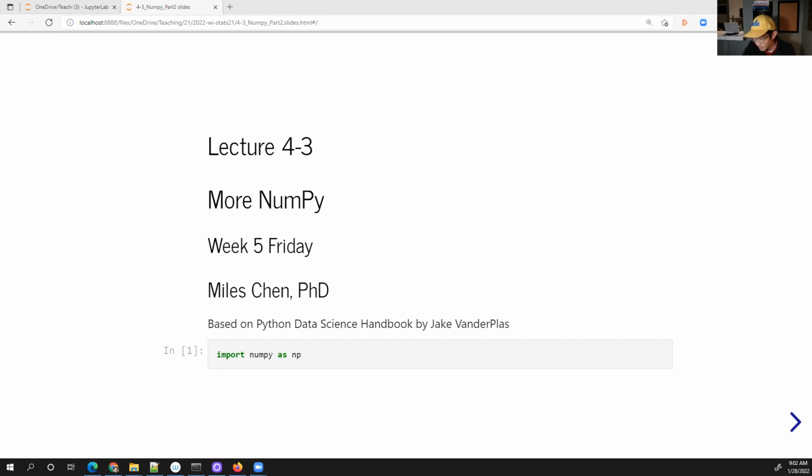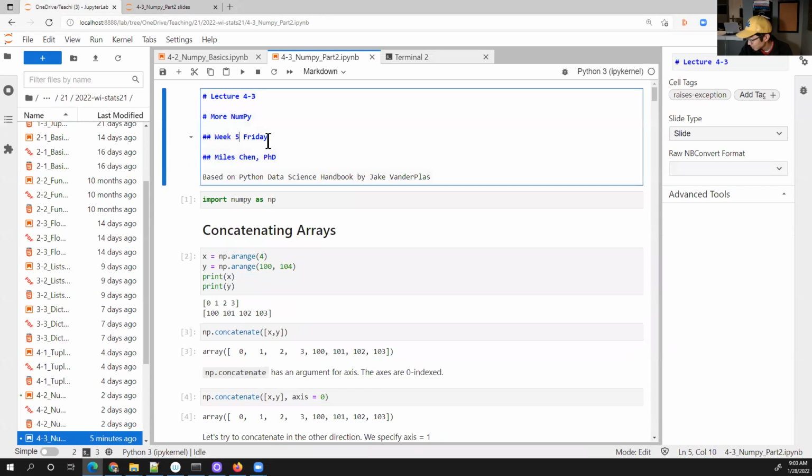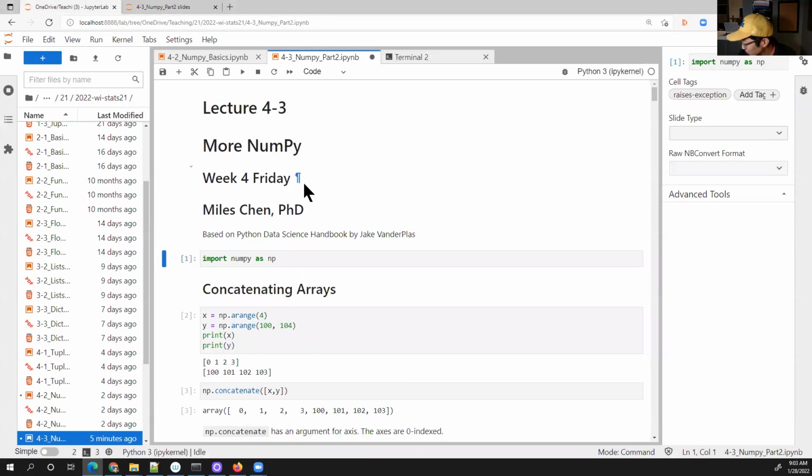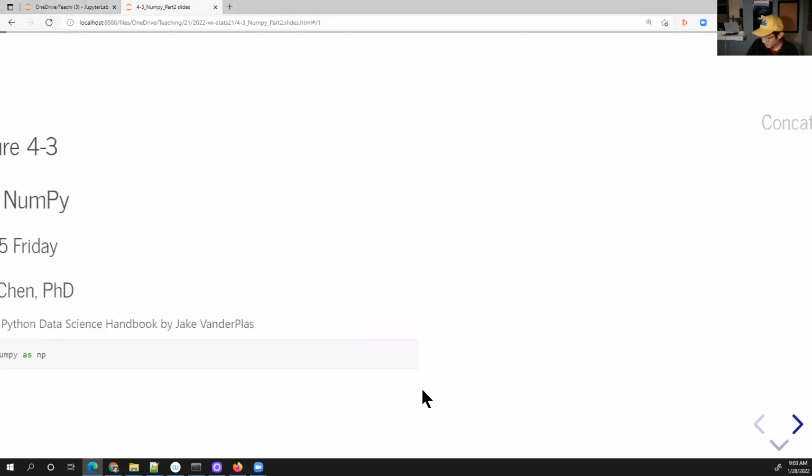It is, oh wait, I have this numbered wrong. It says week 5 Friday. It's week 4 Friday. Getting ahead of ourselves. Is it really week 5? No, it's week 4 Friday. I'll get that fixed later. Okay.